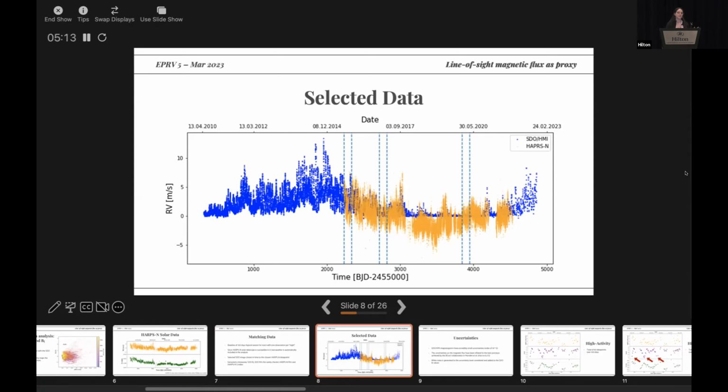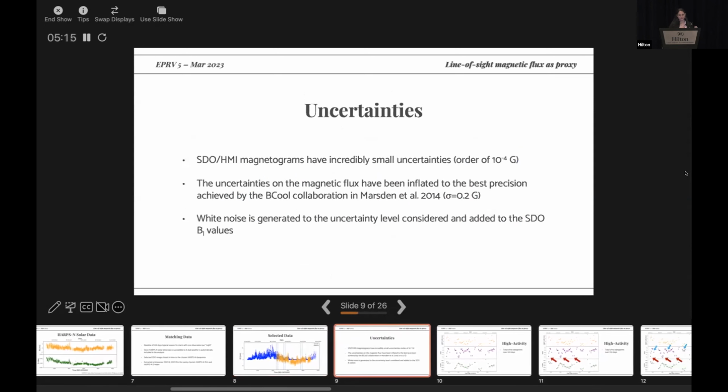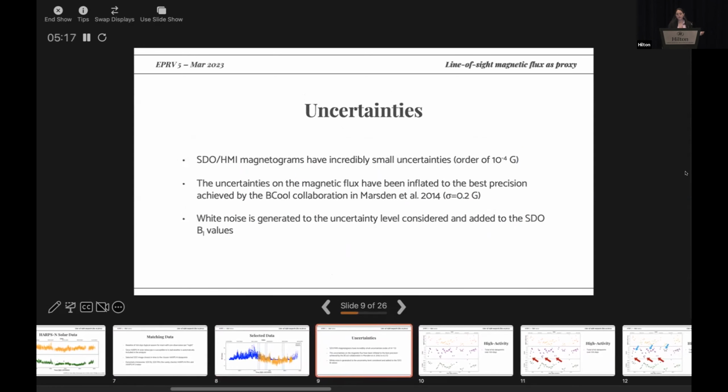Before we jump into the analysis, I want to quickly address uncertainties. SDO/HMI magnetograms have ridiculously small uncertainties, so propagating errors like that is just not reasonable when you're trying to emulate polarimetry.